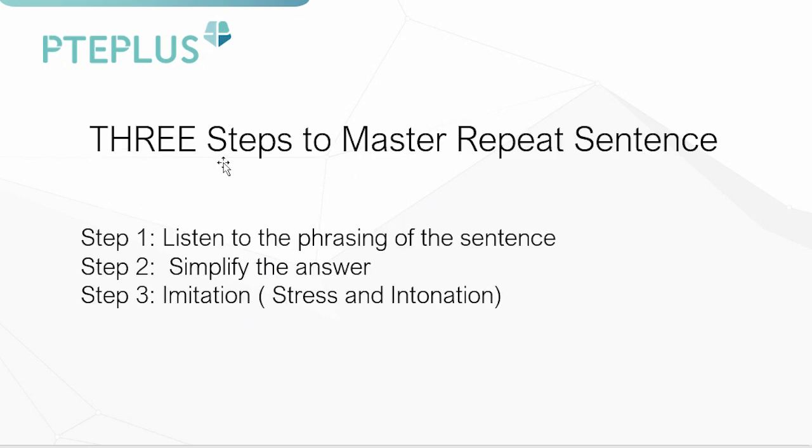So we can essentially break it down into 3 simple steps. Step 1, for us to listen to the phrasing of the sentence. Step 2, to simplify the answer. And step 3, for us to imitate the stress and intonation of the response. So without further ado, let's get into it.